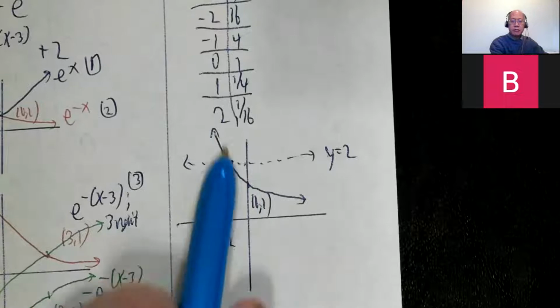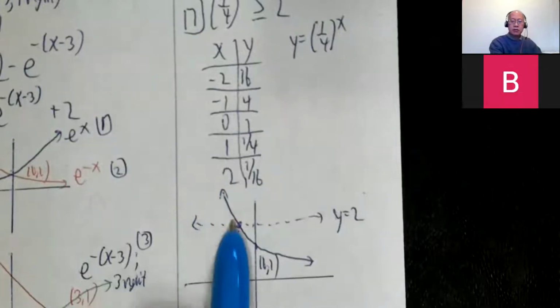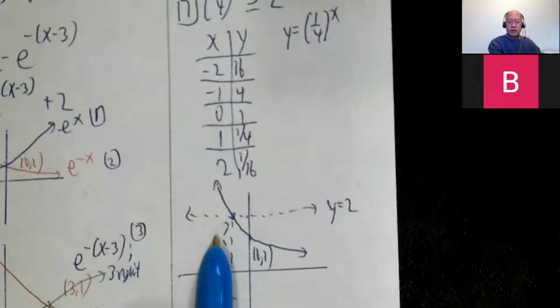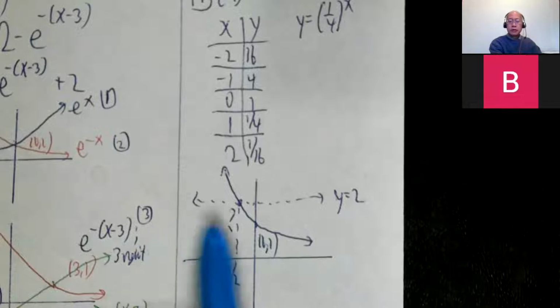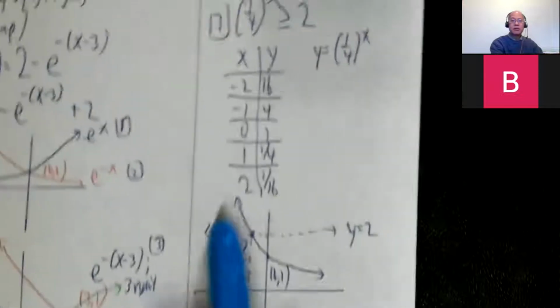So its graph is approximately like this. And I want to know, when is this graph greater than or equal to 2? So that's over here somewhere. So it's going to be this unknown point and everything to the left of it. So what I'm going to do is first find out where this point is, then I'll take everything to the left of it, which means I have to solve 1/4 to the x equals 2.